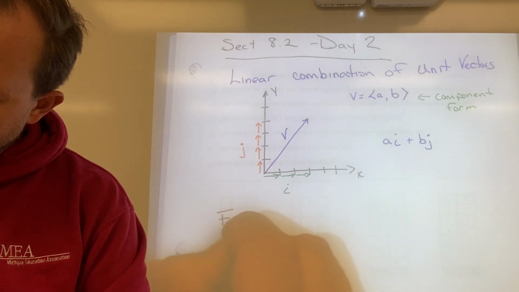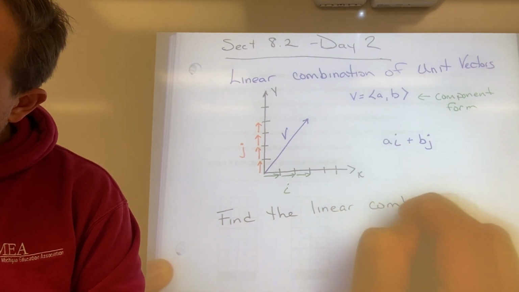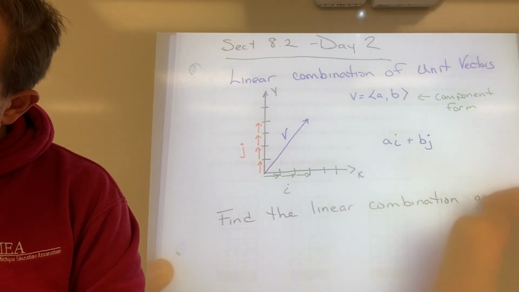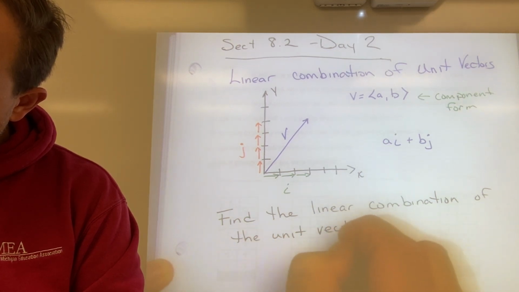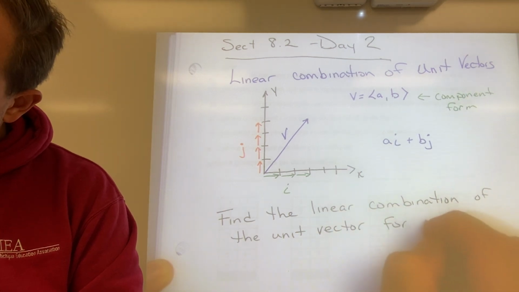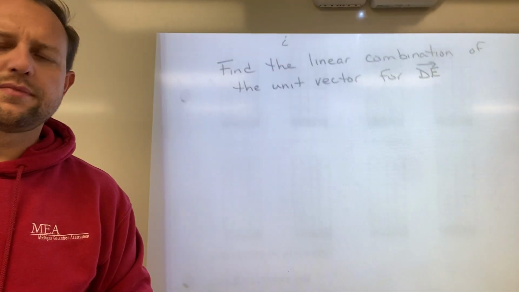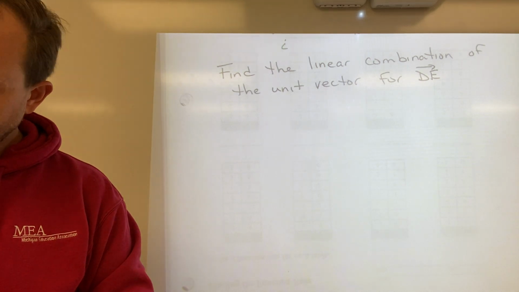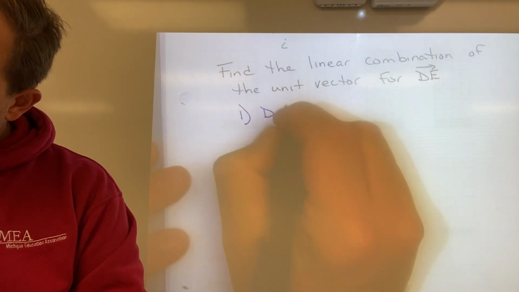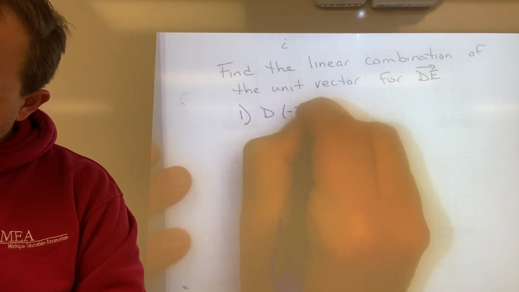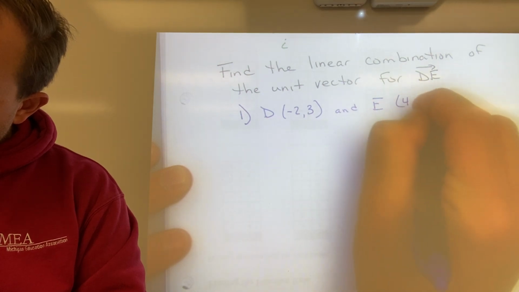So if we're asked to find the linear combination of the unit vector for DE, given that D is -2 comma 3 and E is 4 comma 5.